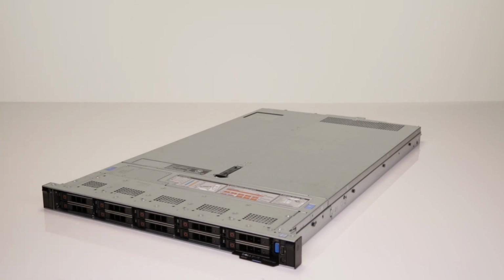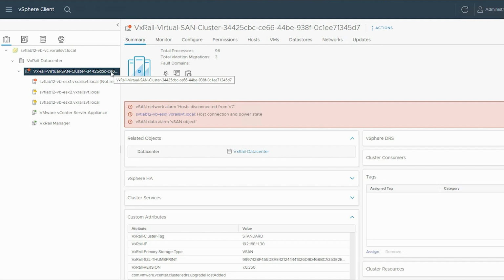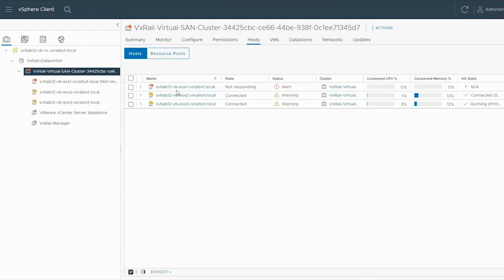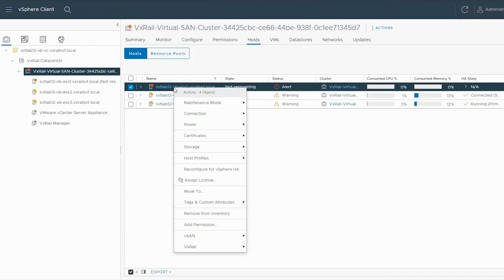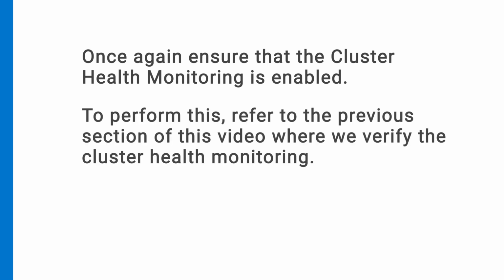Once the component is replaced, you must exit maintenance mode. To exit, select the VxRail Virtual SAN cluster from the left pane. In the right pane, select the Host tab and right-click on the host that was previously shut down. Now, click Maintenance Mode and then select Exit Maintenance Mode. Once again, ensure that the cluster health monitoring is enabled. To perform this, refer to the previous sections of this video where we verify the cluster health monitoring.